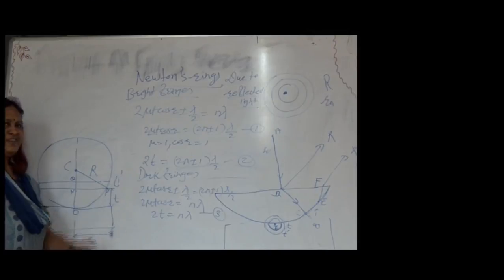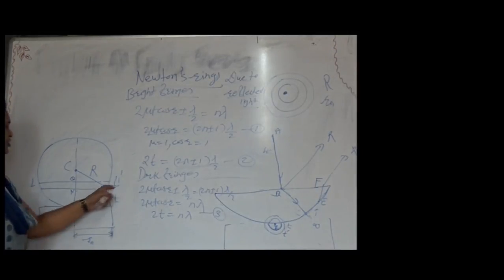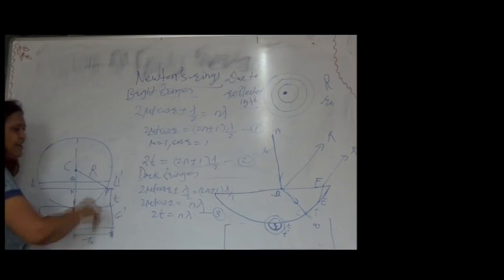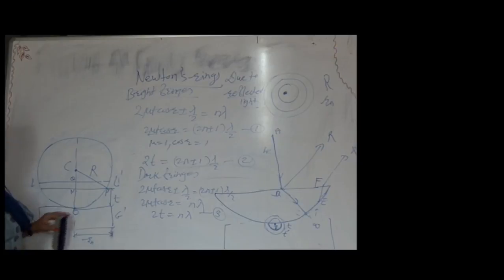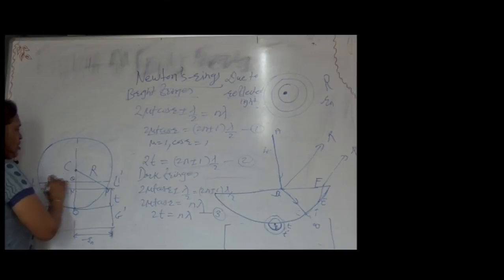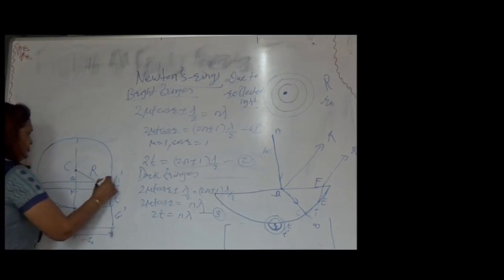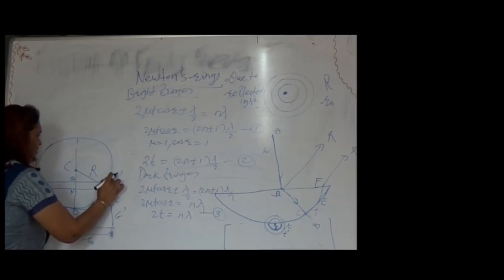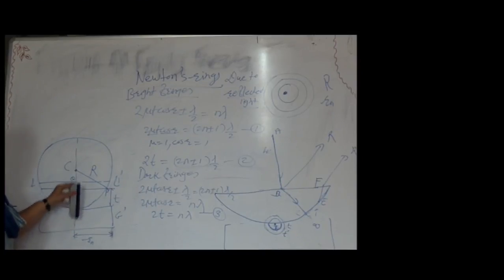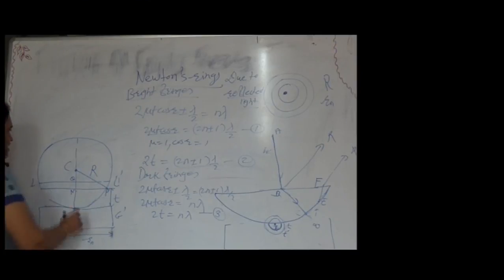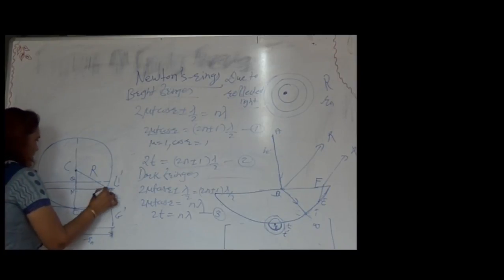Now for calculating the value of t, here we consider LOL dash is the plano-convex lens, which is placed on a glass plate. Suppose G dash is a glass plate. The point of contact for the plano-convex lens and the glass plate is at O. Now here the radius of curvature of the plano-convex lens is considered as R, and here we will label it as LOL dash.